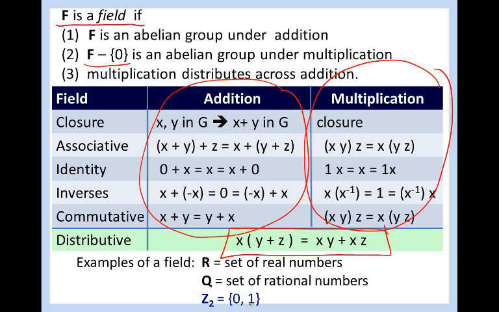Again, the integers themselves, whole numbers, are not a field because we don't have multiplicative inverses, but all of these three sets are closed under multiplicative inverses, and they're closed under addition and multiplication. They have additive and multiplicative identities. They're associative, commutative, distributive, and so all of these things are fields.